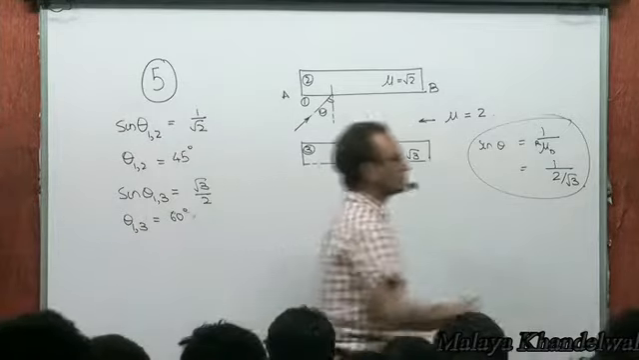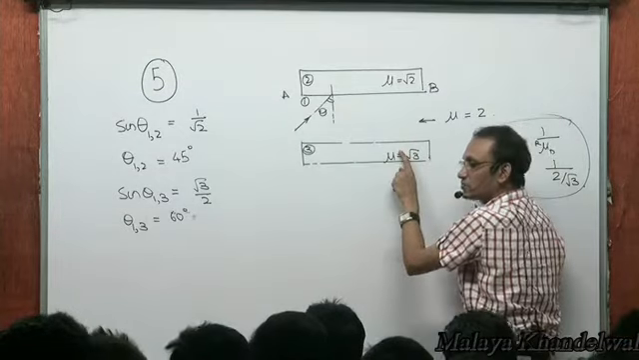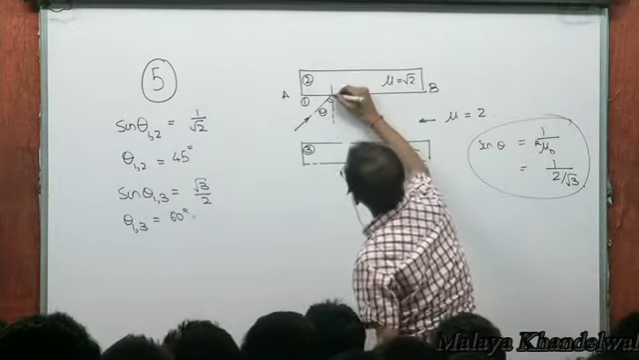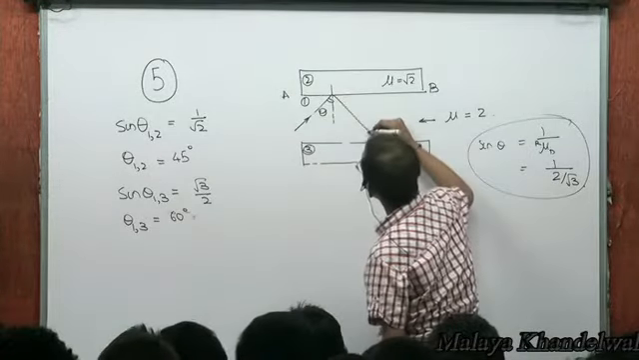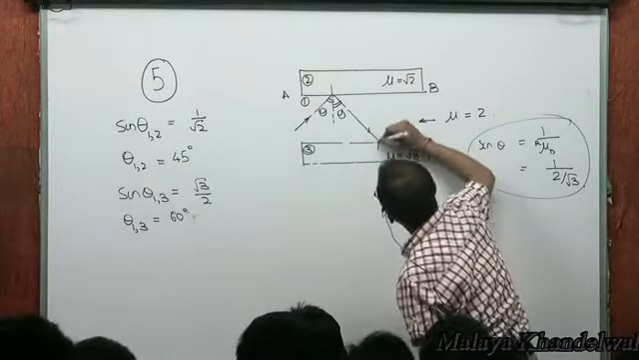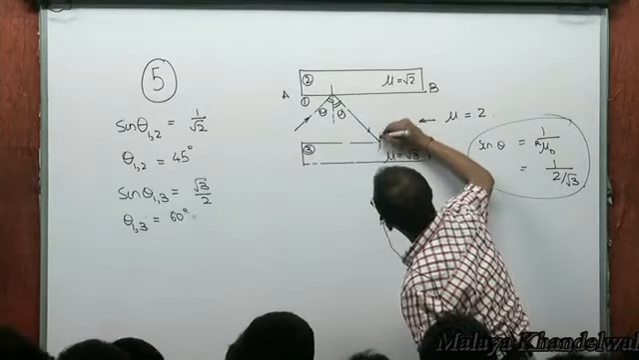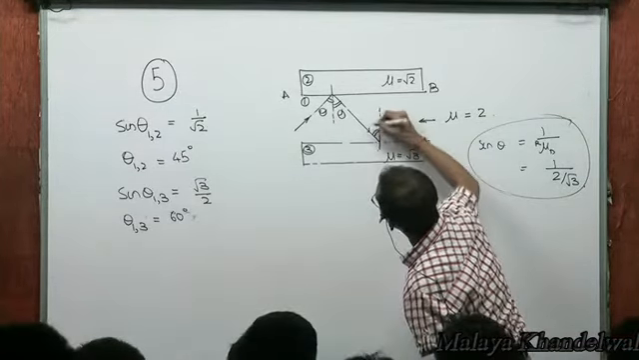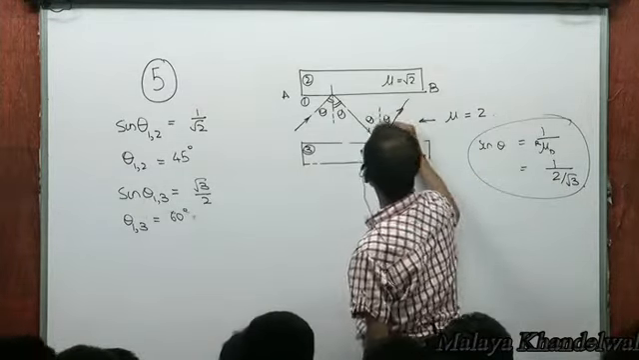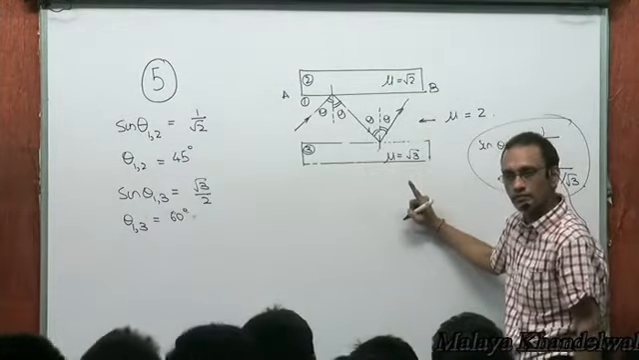Now, for this medium and this medium, critical angle 45 degrees. For this medium and this medium, critical angle 60 degrees. Right? Now, there is a reflection that occurs here. If this is theta, this must be theta. And then this is also theta. So this will be theta. Yes or no? That means, do you realize the geometry here?